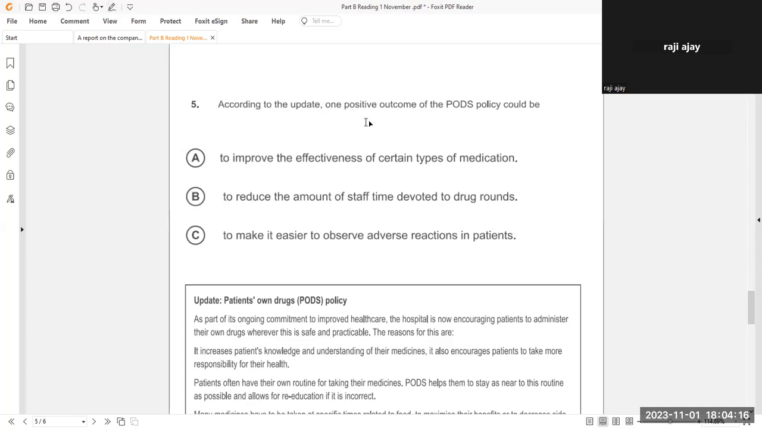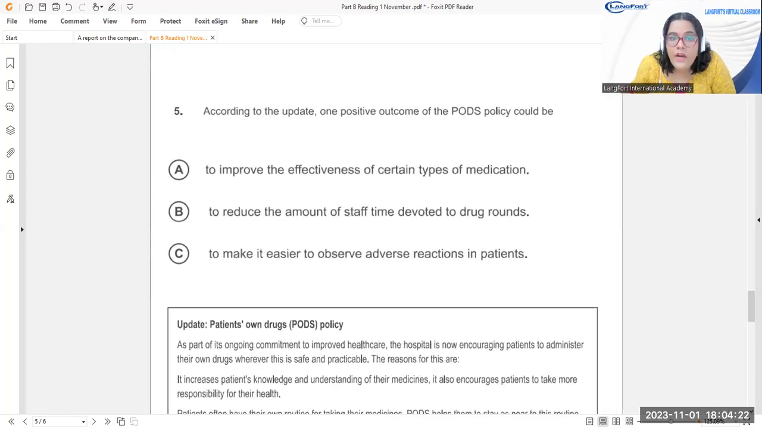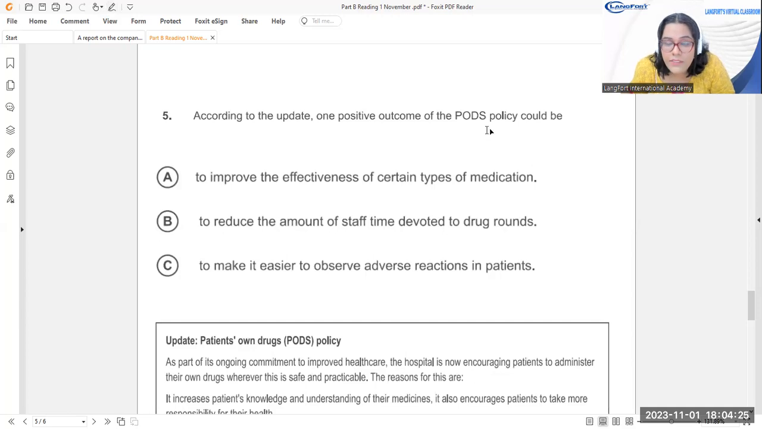According to the update, one positive outcome of the PODS policy could be. So we are going to read an update. What are we looking for? What could be the one positive outcome? "Could be" means it's a possibility, so one possible positive outcome. Always pay close attention to the meaning of could be, maybe, and positive outcome of the PODS policy.